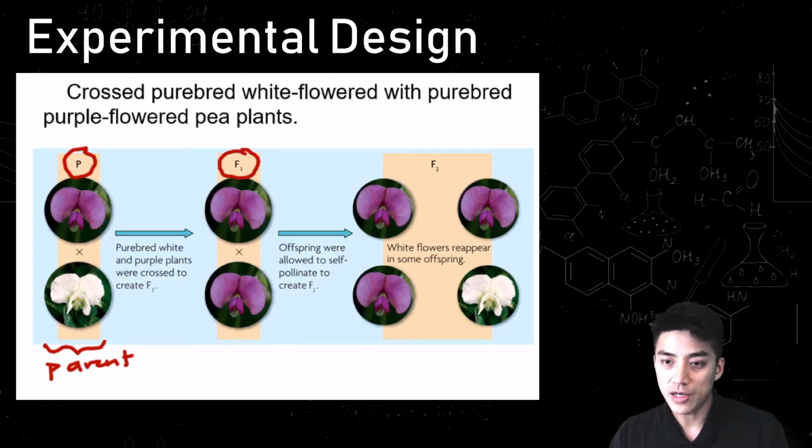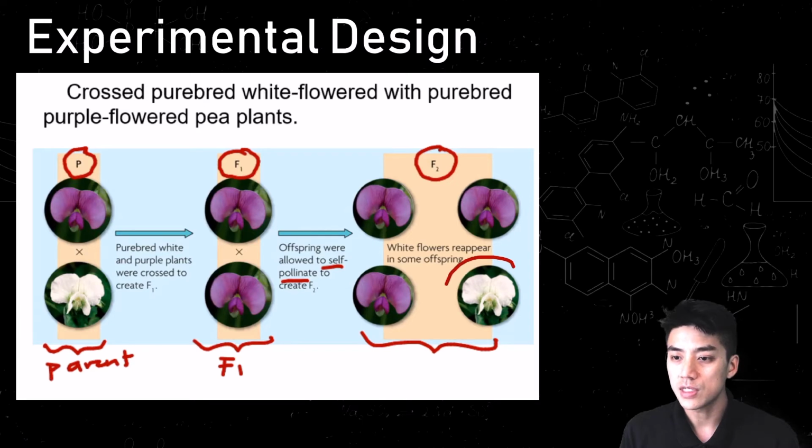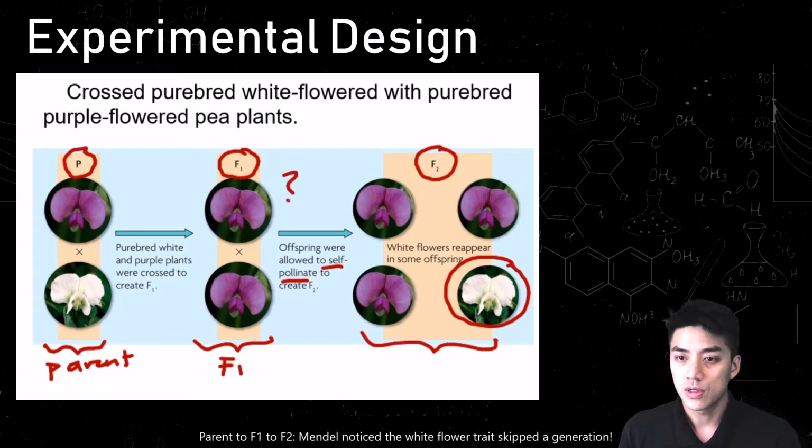And the F1 generation had only purple flowers, which was a little bit odd to Gregor Mendel, because in the P generation, you're starting with purple and white flowers, and then in the F1 generation, the white flowers seemingly disappear. So he would then take the F1 generation and allow them to self-pollinate, and that would create the F2 generation. So in F2, he noticed that some of the white flowers would reappear in the offspring. So he looked back and he was like, okay, so in F1, there were no white flowers. So it's almost as if that trait skipped a generation.